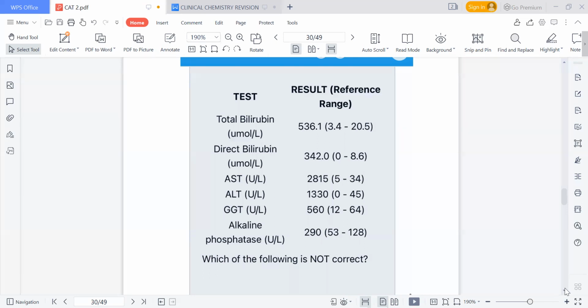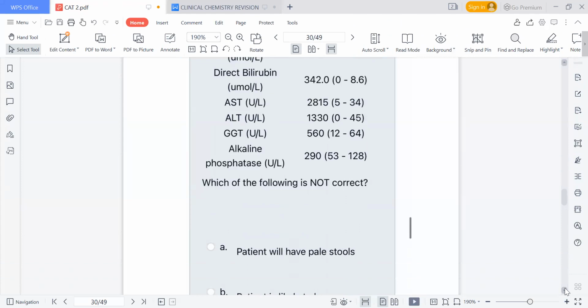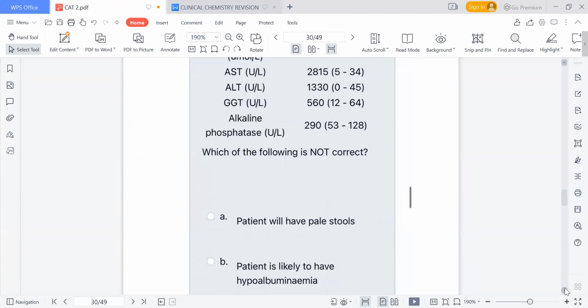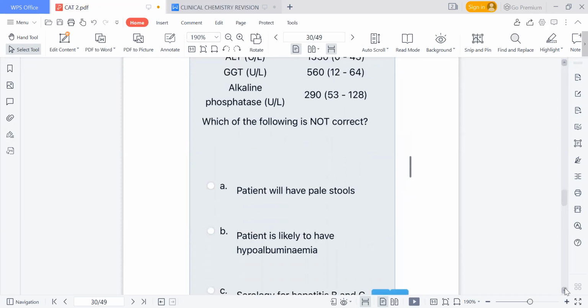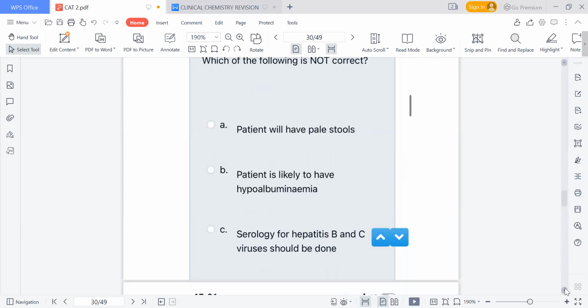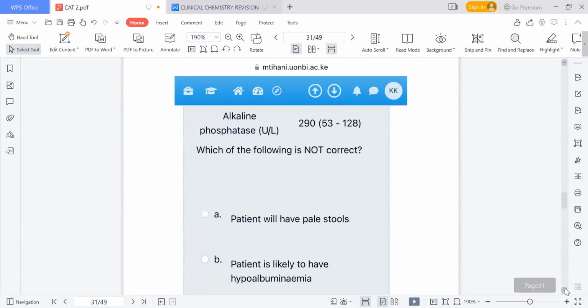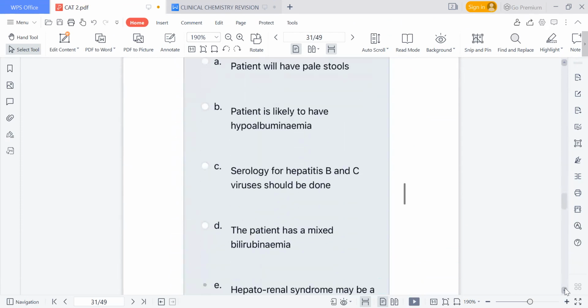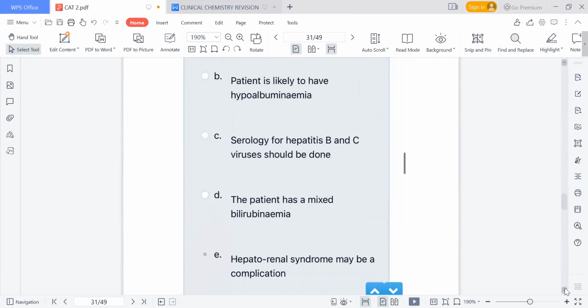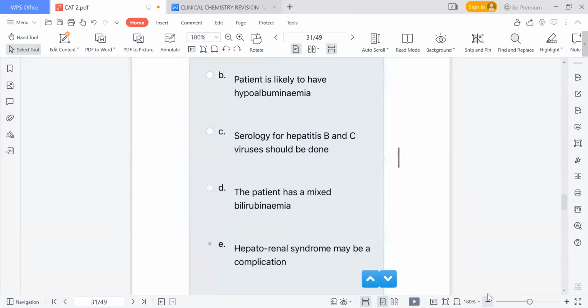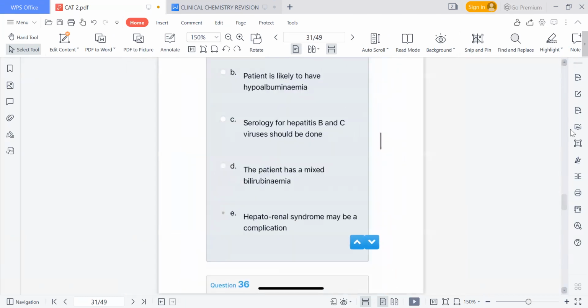Okay. So which of the following is not correct? The patient will have pale stools. Patient is likely to have hypoalbuminemia. Serology for hepatitis B and C viruses should be done. The patient has a mixed bilirubinemia and hepatorenal syndrome may be a complication. Let me zoom out a little bit so you can see the choices plus the question.